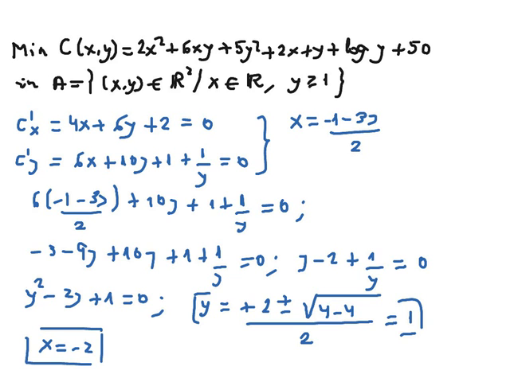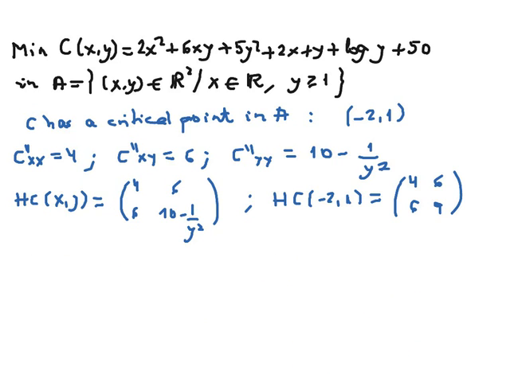C is a cost function, but nobody tells us that x can't be negative. So this is a good solution, and point, I'll write in a different color, point minus 2, 1 belongs to the set where we are studying the optimums of C. So, point minus 2, 1 is a critical point of C in the set A.